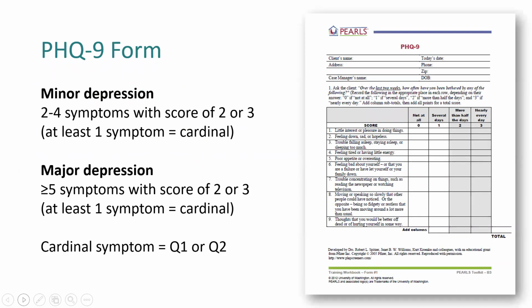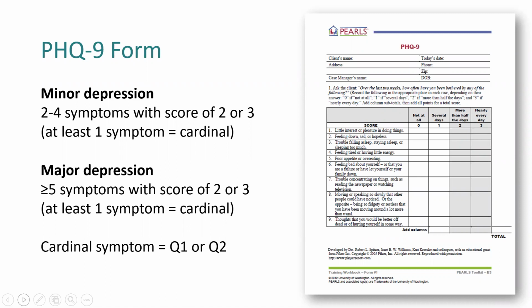Here's the PHQ-9 form. To meet criteria for minor or major depression, a person has to endorse either question 1 or 2, which are known as the cardinal or hallmark symptoms. These are the questions that ask about little interest or pleasure in doing things, otherwise known as anhedonia, or feeling down, sad, or hopeless, that depressed mood.